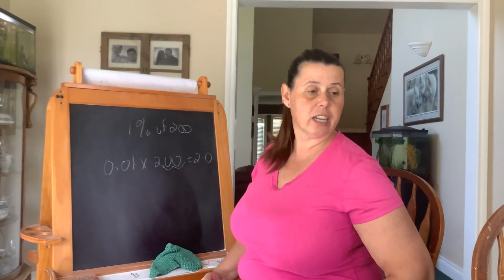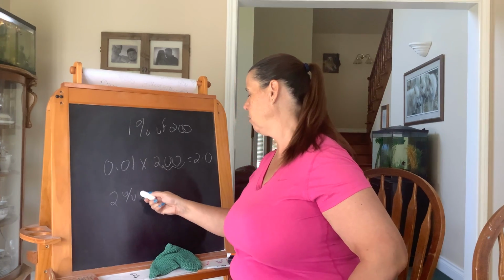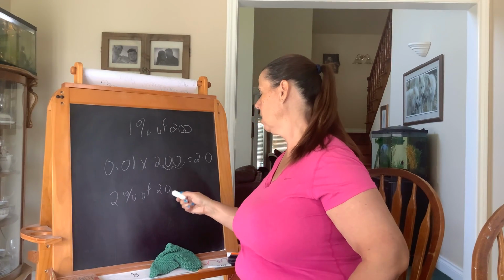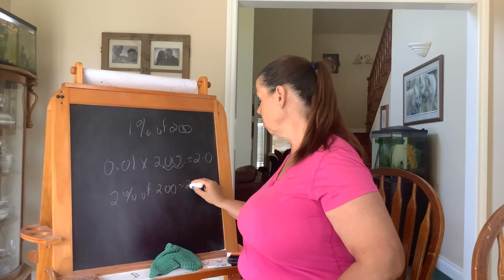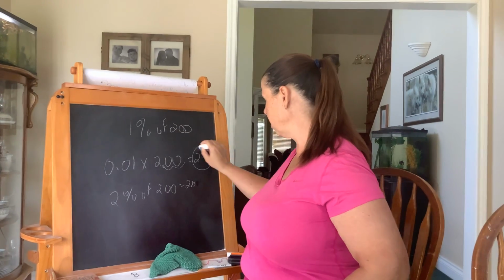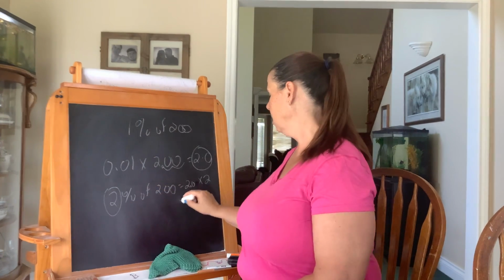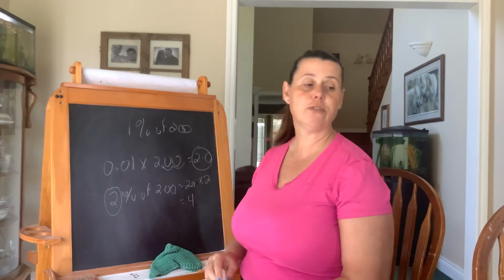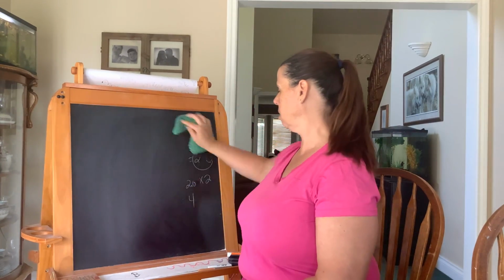So to find 2% of 200, that equals 2.0, which is 1%, times 2, because we have 2%. 2 times 2 is 4. Okay? How about I do one more with you, just to be sure you know what you're doing.